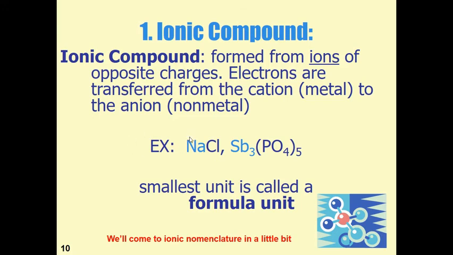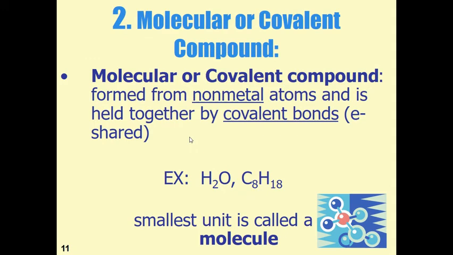Okay, so let's talk about what a covalent compound is. A molecular or covalent compound is formed from nonmetal atoms, things on the right side of the periodic table, formed from two or more nonmetal atoms, or even one nonmetal atom bound to itself, held together by covalent bonds, which means that the electrons are shared. There is no charge involved. Things like water. C8H18 is octane. That's what your gasoline is made up of. Those electrons are shared. There's no charge in sight.